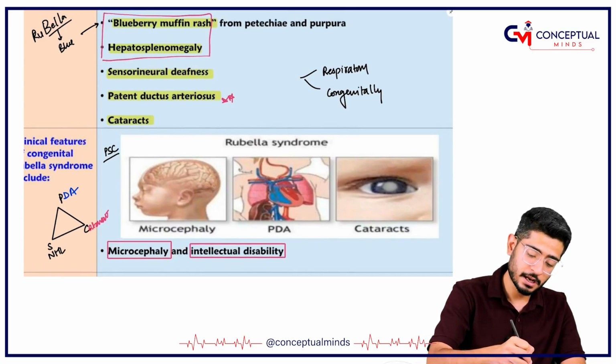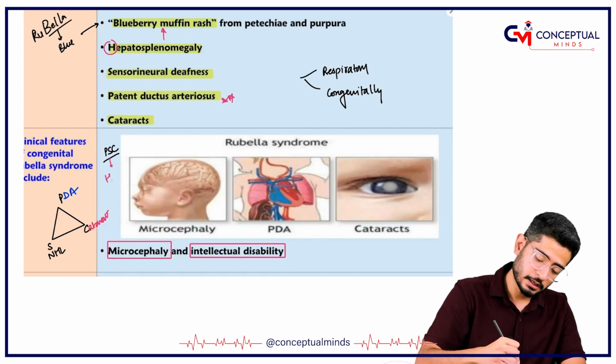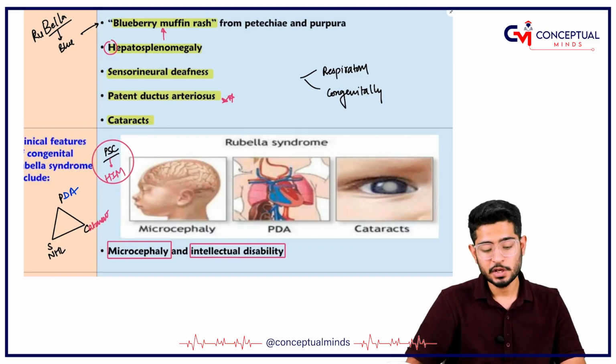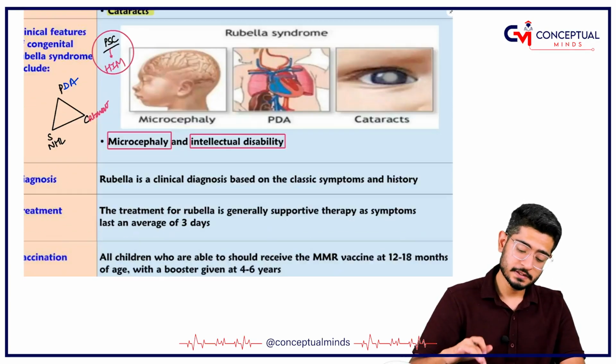Okay, blueberry muffin rash. And H for what? H for hepatosplenomegaly. So rubella, PSC, and one other thing, that is HIM. So he is having PSC, HIM PSC. So H for hepatosplenomegaly, I for intellectual disability, and M for microcephaly.